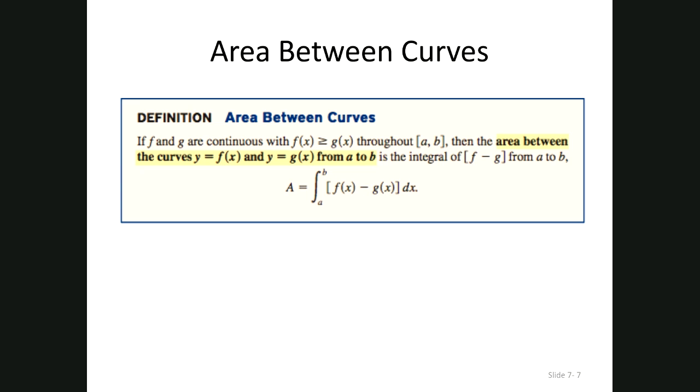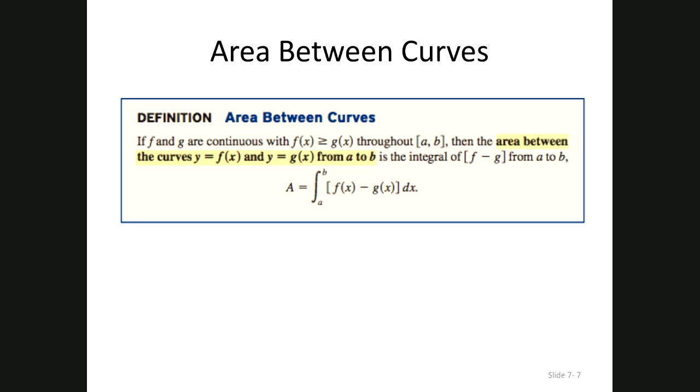The formula is fairly easy. If f and g are continuous functions, and f of x is greater than g of x through a and b, then the area between the curves is just going to be the integral from a to b of f of x minus g of x. And you guys are BC calculus, so this is probably too easy for you.